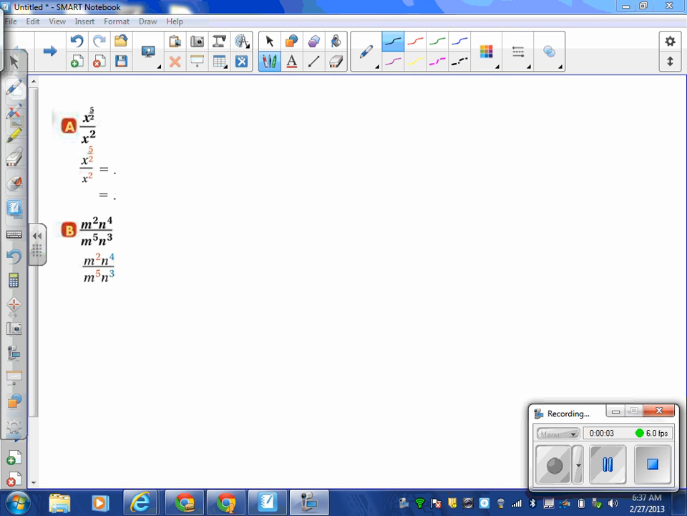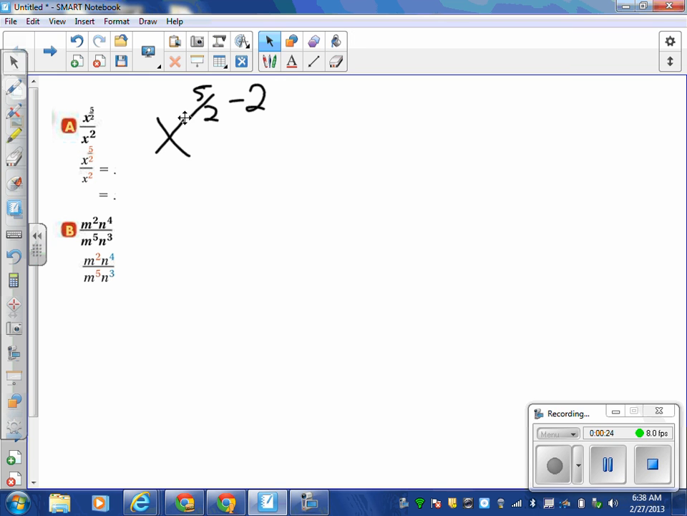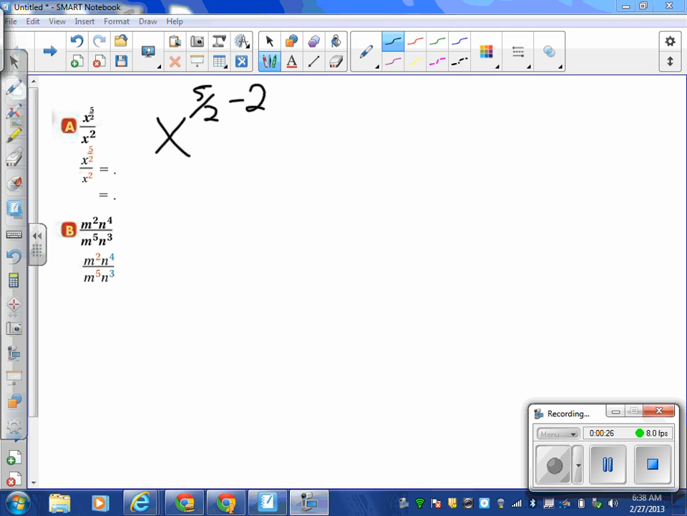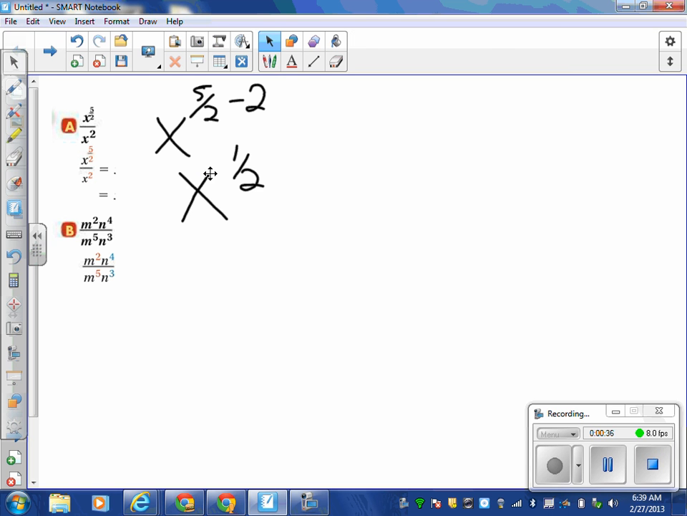When solving exponents that are in fractions that have the same base letter, you take the base letter, minus the exponent on the bottom, and then you can solve. So 5 over 2 minus 2, that would equal x to the 1/2 exponent power 5.